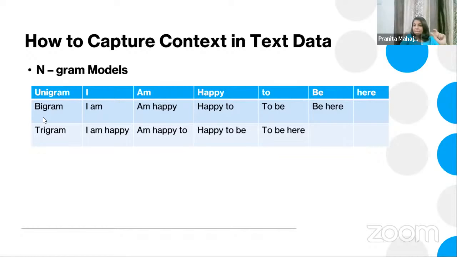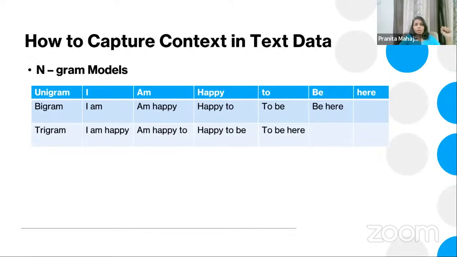If I'm considering bigram, my window size is 2 here. How will I consider the context? To understand I, I'll consider "I am"; then "am happy", "happy to", "to be", and "be here". This is how we represent the data in the bigram. And similarly in the trigram: "I am happy", "am happy to", "happy to be", and "to be here".